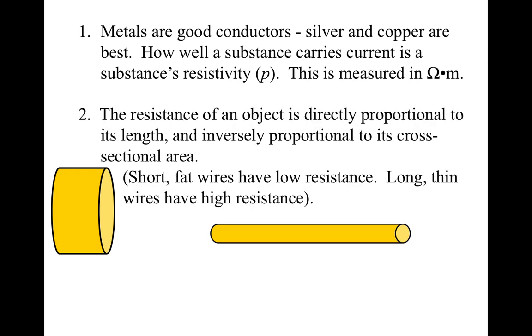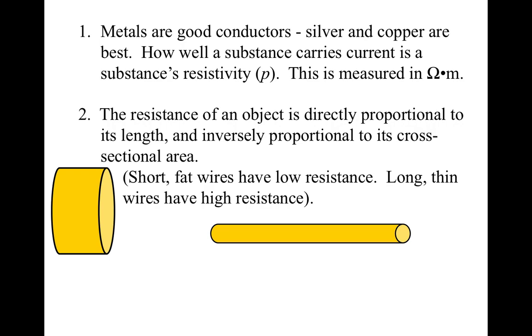Number 2 here is the size and the shape. So you see two little diagrams here, one on the left, one on the right. The size and the shape of the material is going to affect the resistance, right? Resistance, again, remember, electrical friction. So you can also think of resistance as how easily our charge is going to flow through it. So resistance of an object is directly proportional to its length and inversely proportional to its cross-sectional area.